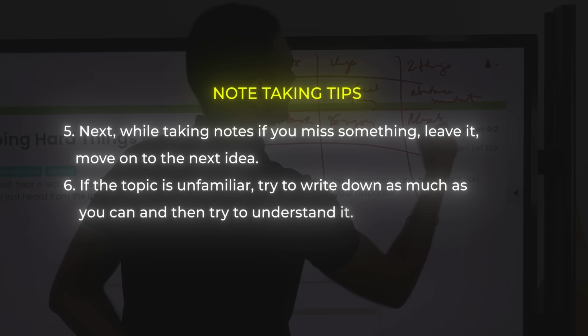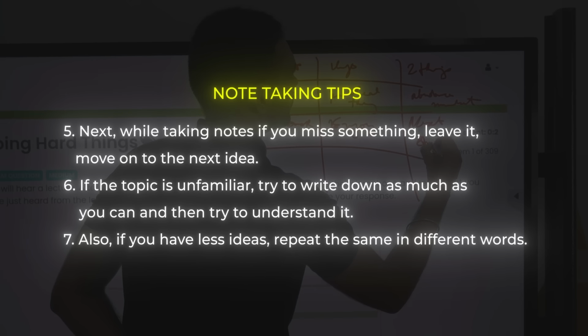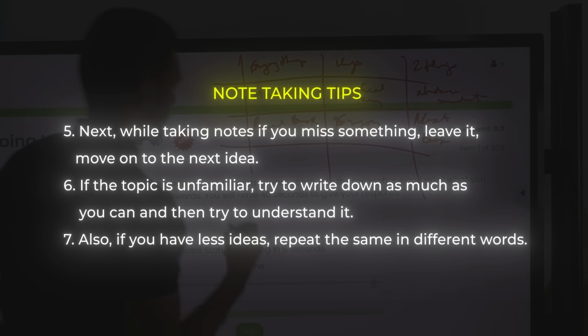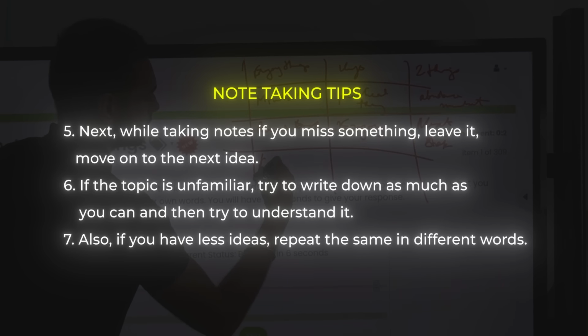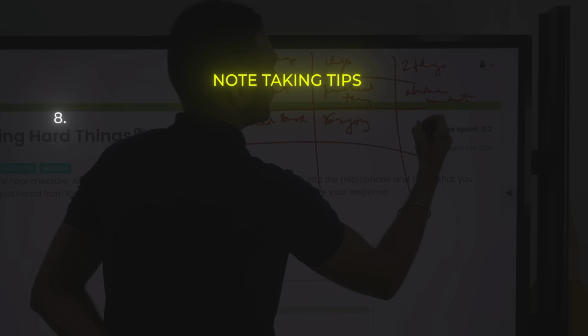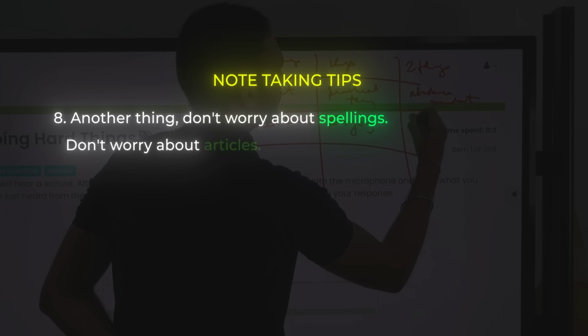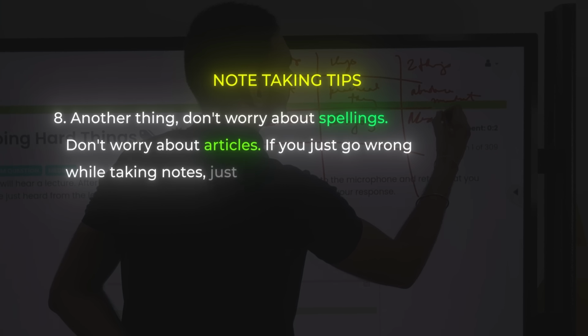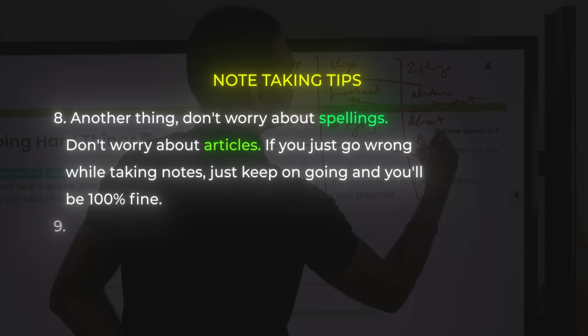If the topic is unfamiliar, try to write down as much as you can and then try to understand it. Also, if you have fewer ideas, repeat the same in different words. Another thing, don't worry about spellings, don't worry about articles. If you go wrong while taking notes, just keep on going and you'll be 100% fine.